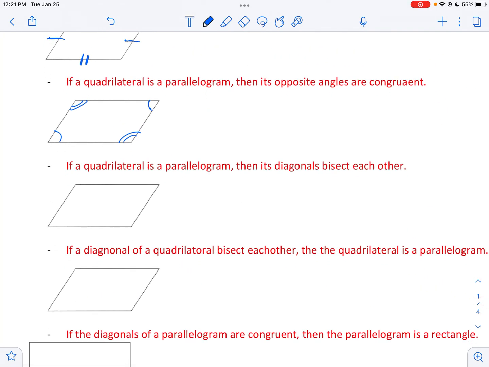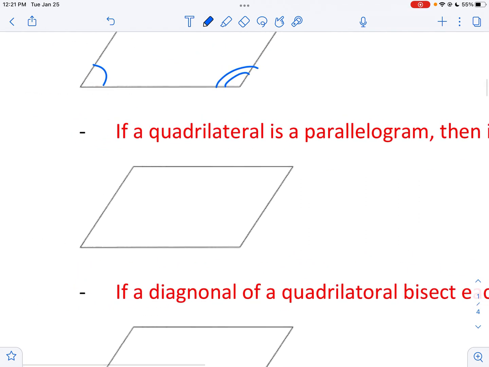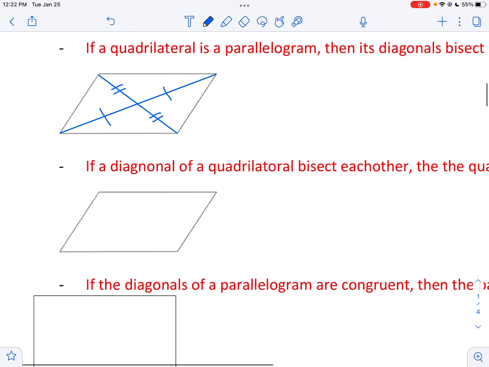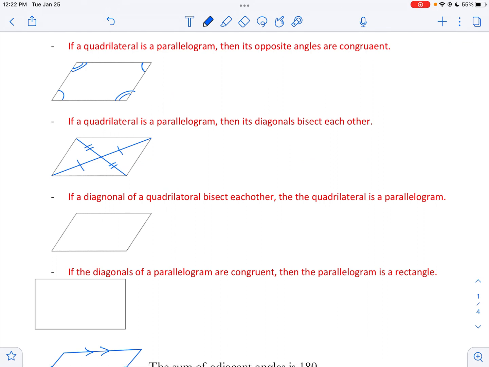Next one, if a quadrilateral is a parallelogram, then the diagonals bisect each other. Remember, a diagonal goes from one vertex to the opposite one. And if we draw two of them, these bisect each other. Bisect means to cut in half, and it's not sort of in half, it's exactly in half. That means this segment is going to be the same as this one, and this segment here is going to be the same as this one. The diagonals cut each other exactly in half, meaning the two halves are going to be congruent to each other. So is that one.